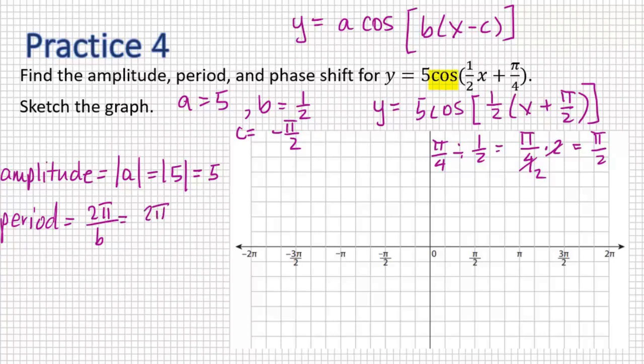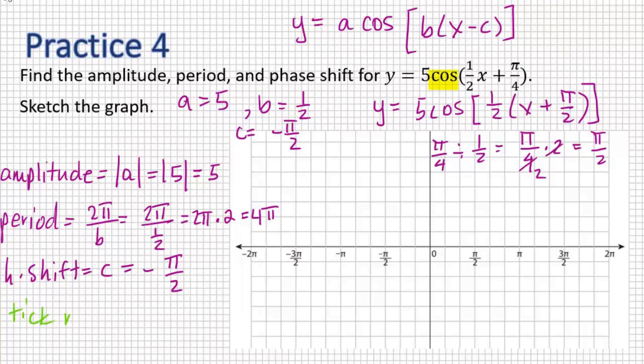The period is equal to 2 pi over b, 2 pi over the frequency. For us, that will be 2 pi divided by 1/2, which is the same as 2 pi times 2, or 4 pi. So it'll take us from 0 to 4 pi, a distance of 4 pi, to get through a whole cycle. The horizontal shift has a value of c, and we revealed that this was negative pi over 2.